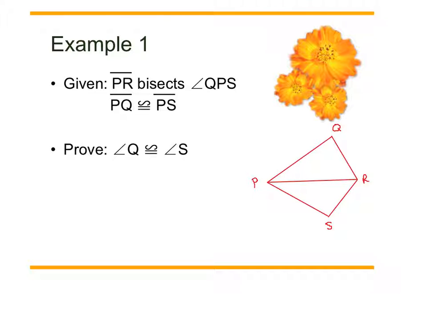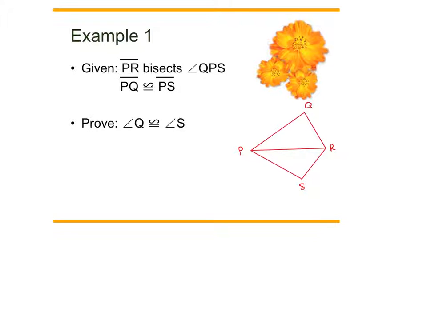It wants us to prove that angle Q is congruent to angle S. So first of all, we're going to label our picture. That's what I always recommend you do first, so you can see where we're going with this. First it says PR bisects QPS. QPS is this angle over here, and it's stated that PR bisects it. What does a bisector do? 2 congruent angles. So I'm going to add some congruency marks here.